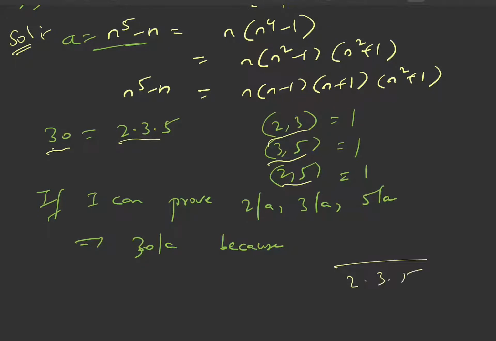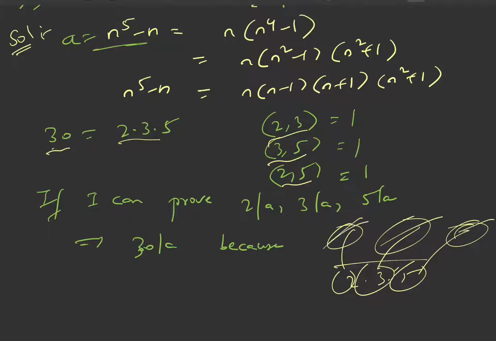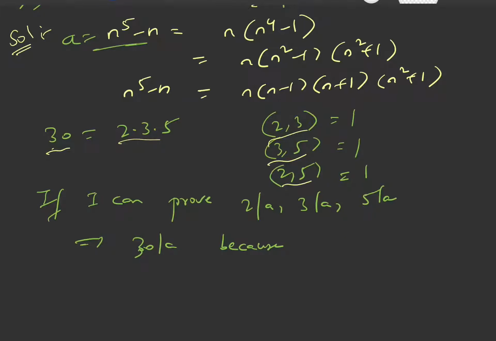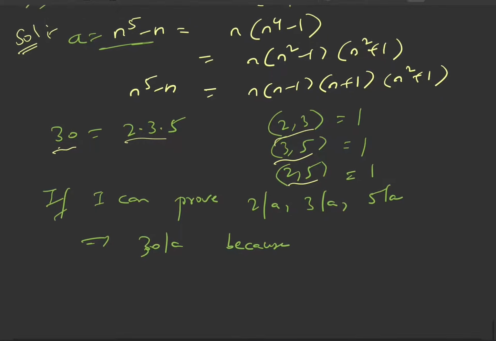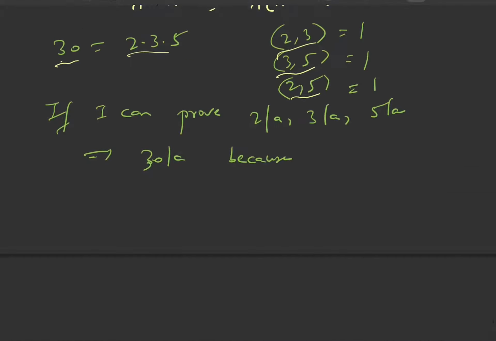Because 2, 3, 5 individually cancel different parts, right? 2 and 3 can't cancel the same parts in A, they will cancel different parts, so the product will definitely be able to cancel A, so you will get this as an integer. So I hope that this idea is very clear to you.